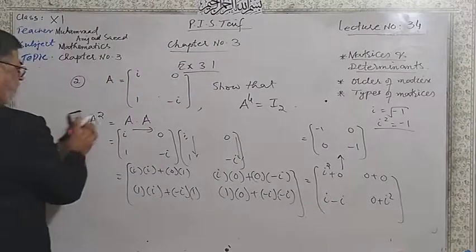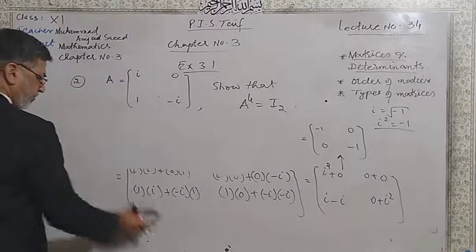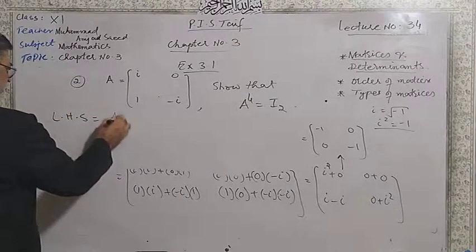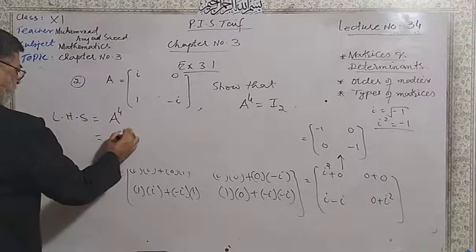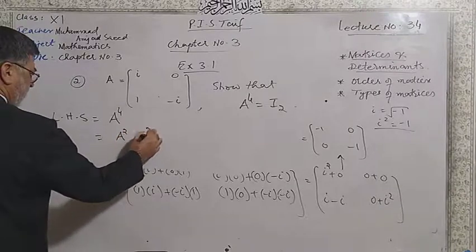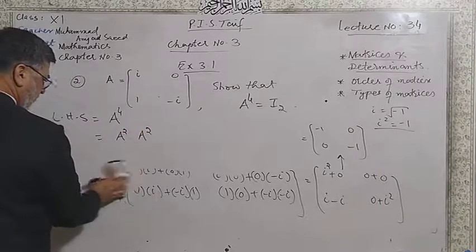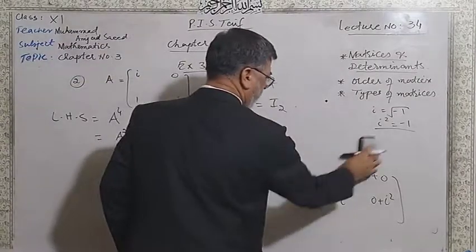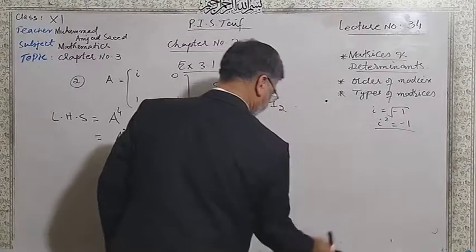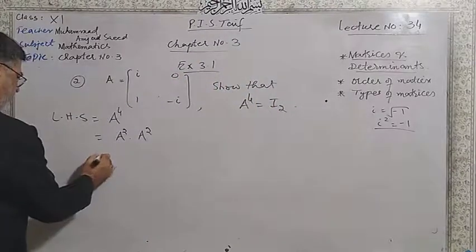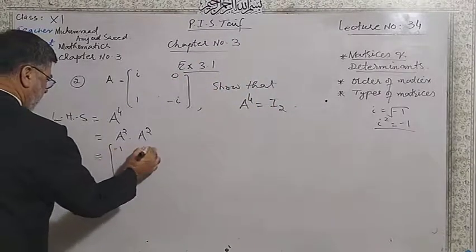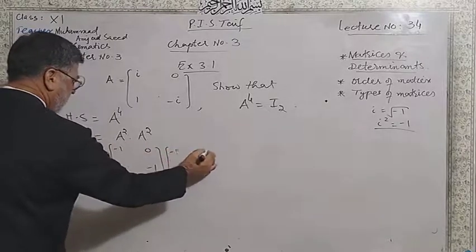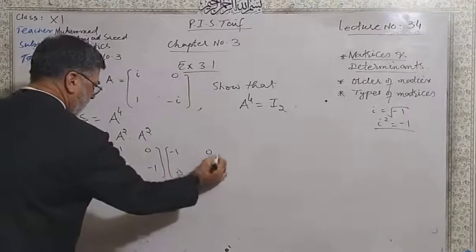Now we can write down left hand side. Left hand side is equal to A4. A4 means A square into A square. And what about A square? Minus 1, 0, 0 minus 1. Similarly, minus 1, 0 and 0 minus 1.